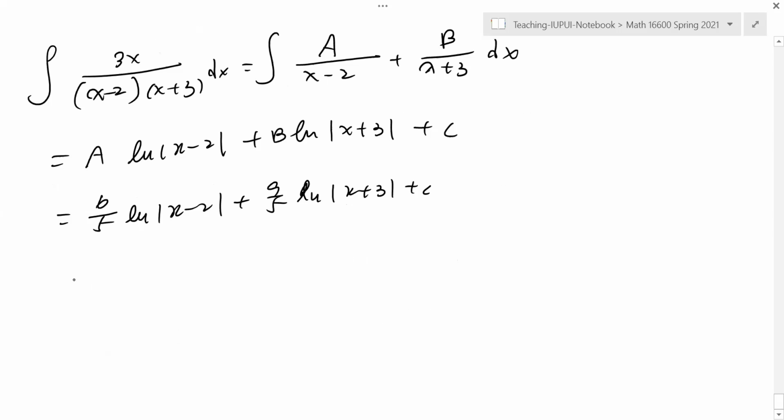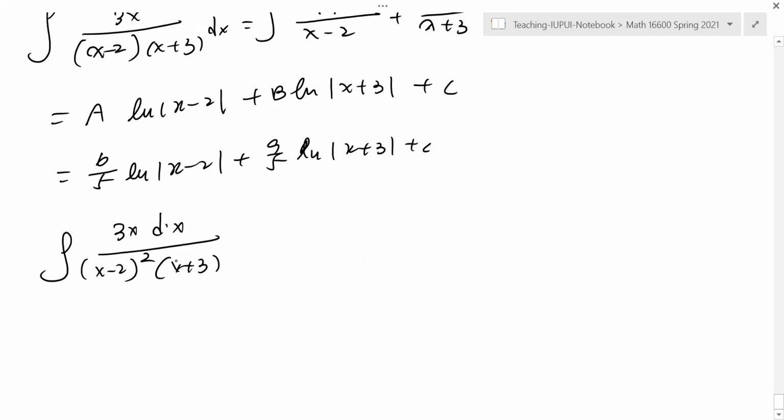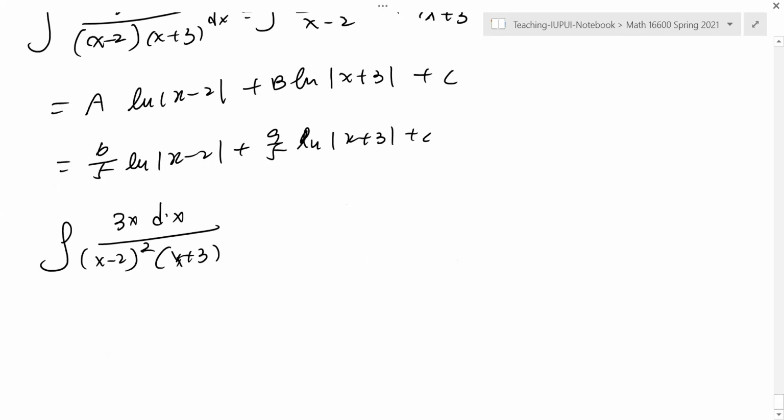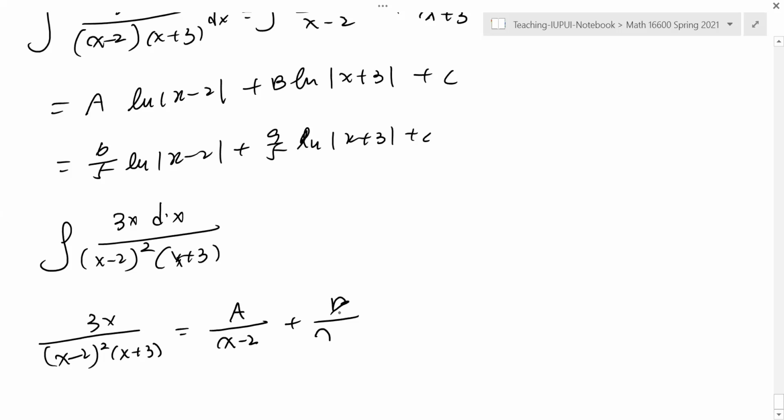Now, if I change the problem a little bit, this is 3x dx. Here's x minus 2 squared, as I mentioned earlier. What kind of decomposition can you get? Just because there's x squared there, according to the book, you have to have two terms: a over x minus 2, b over x minus 2 squared. Then c over 4x plus 3. So you should have 3 terms.